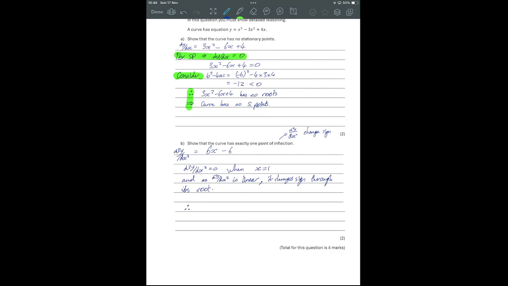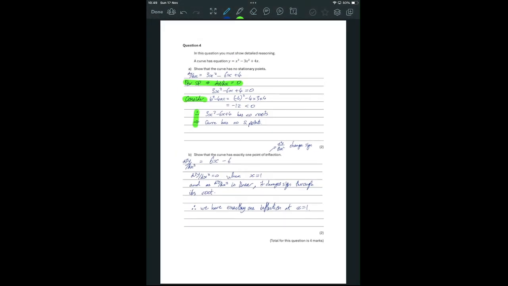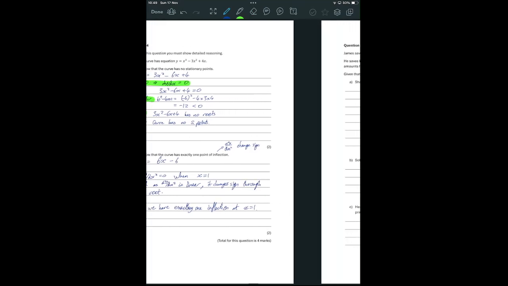So again, it's a show that, I need some kind of conclusion. Therefore, we have exactly one root, sorry, not root, the context is inflection, exactly one inflection at x equals 1. A relatively simple question there. Just making sure that you remember the facts about stationary points and inflections.